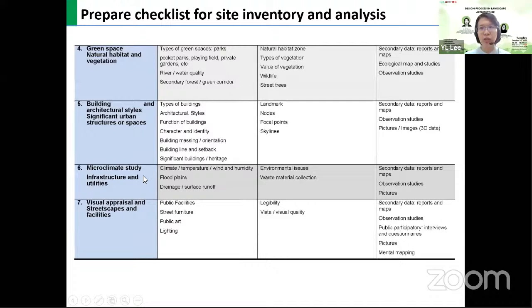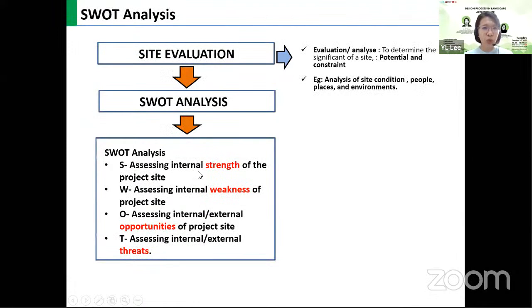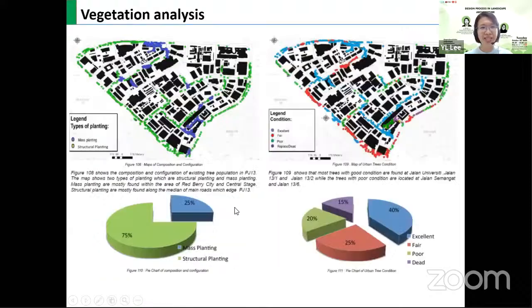You have many words, but it makes it easy. Why? Because when you go back to a SWOT analysis, you know the strength of your site inventory, the weakness of the site, the opportunity that you see from the site, and the threats from the site. It just makes things clear, as simple as that. I will give you an example. The example here is vegetation.